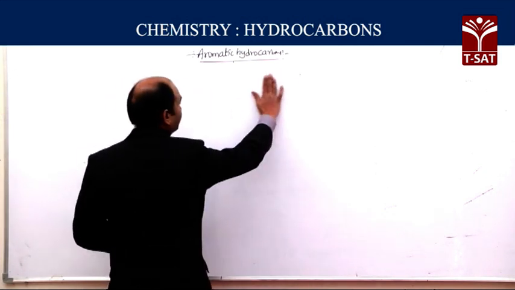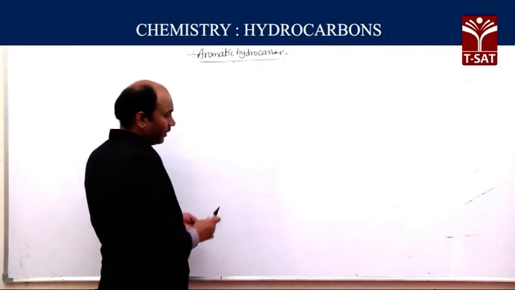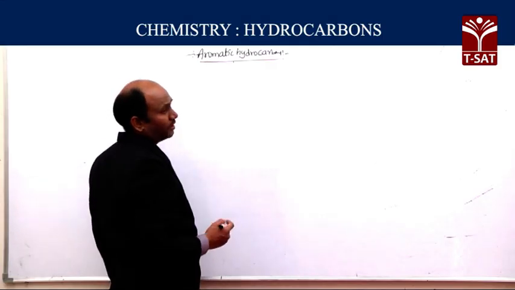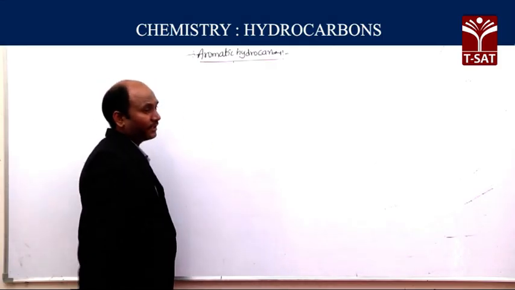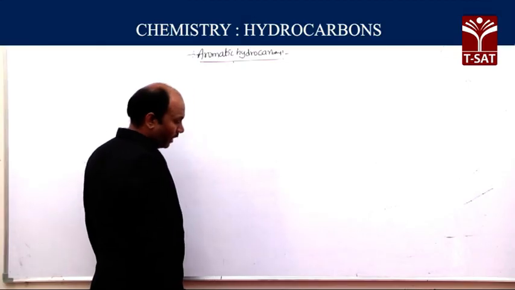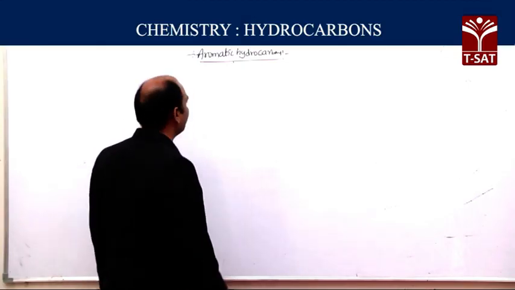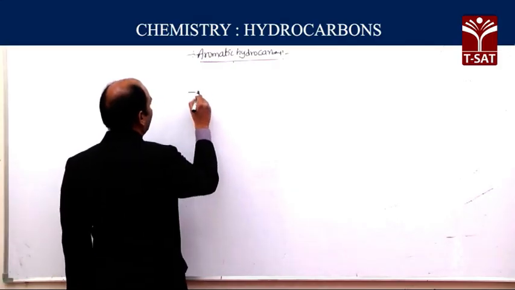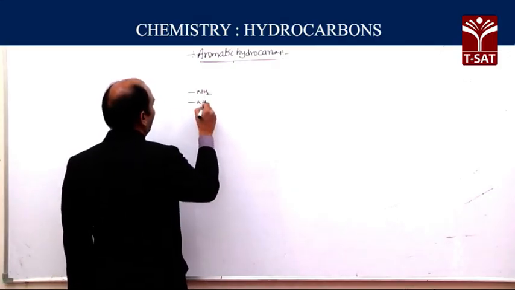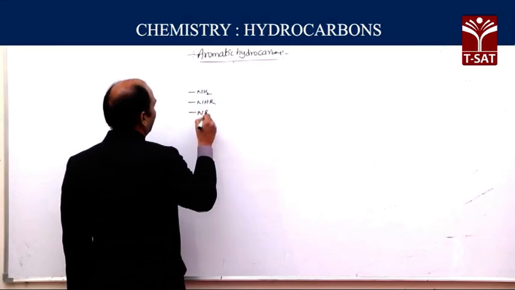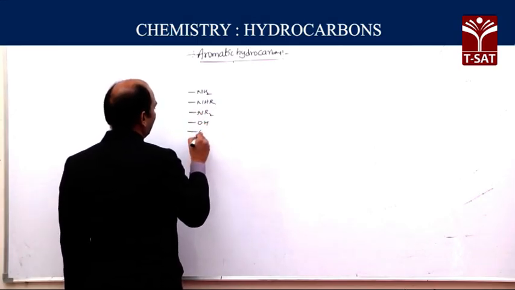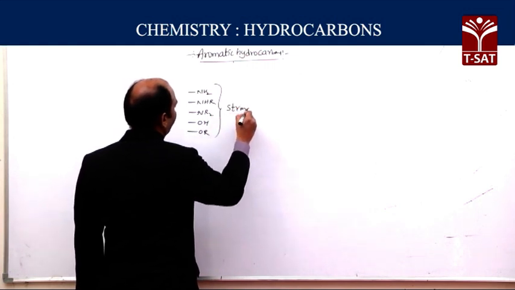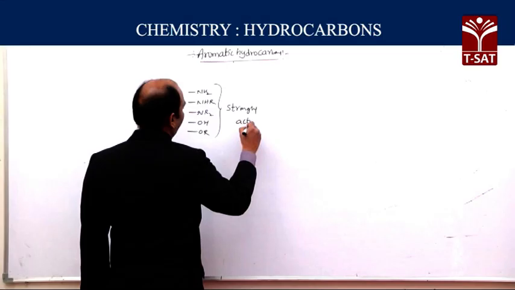So, after this, the effect of substituents on the benzene ring towards electrophilic substitution reactions. Actually, groups are classified into two types, that is activating groups and deactivating groups. Suppose NH2, NHR, NR2, OH, OR, all these are strongly activating groups.